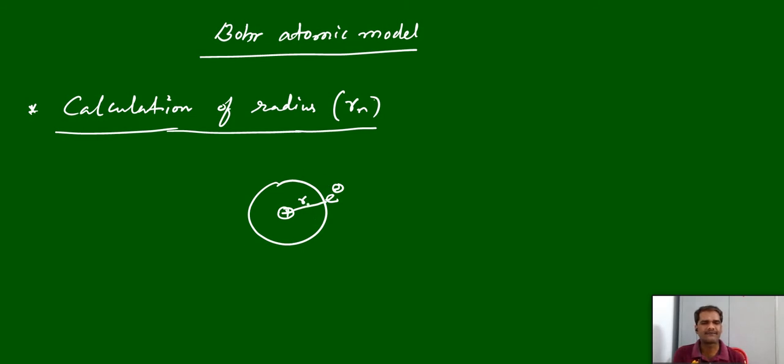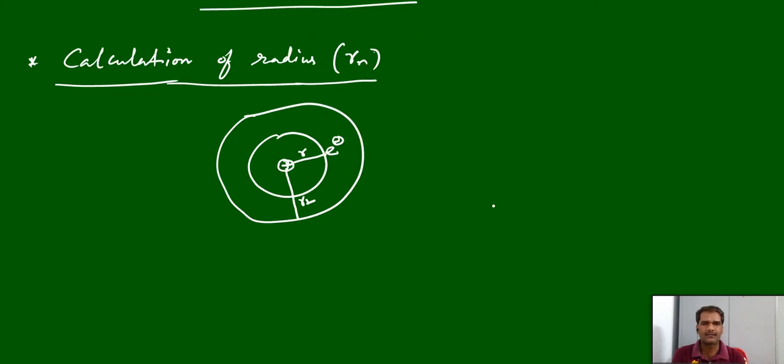If it is present in the first orbit, we can say this is R1, and if the electron is present in another orbit, this is called R2. Similarly R3, R4 and so on, Rn. In general, what is the radius? It means the distance between the nucleus and electron.